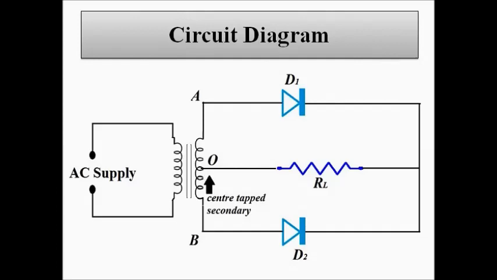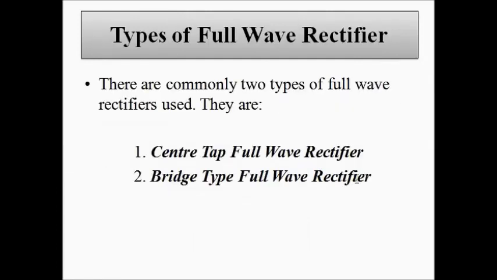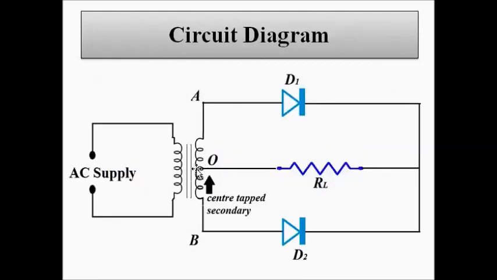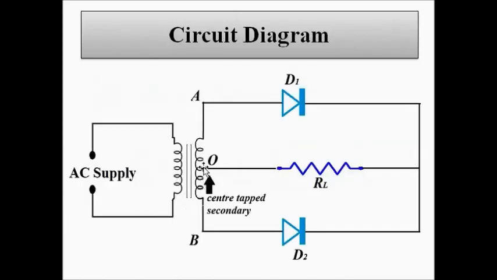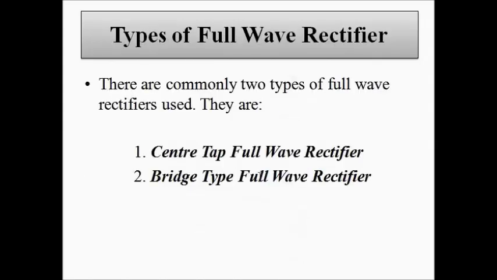So for that reason, the bridge type full wave rectifier circuit was designed as an improved version of the full wave rectifier to correct the demerits of the center tap full wave rectifier. Here in the bridge type full wave rectifier, there is no need for locating a center tap secondary point. This connection is not used, so it is not necessary to locate the exact middle point of the secondary winding. So we'll be discussing that in a separate video.